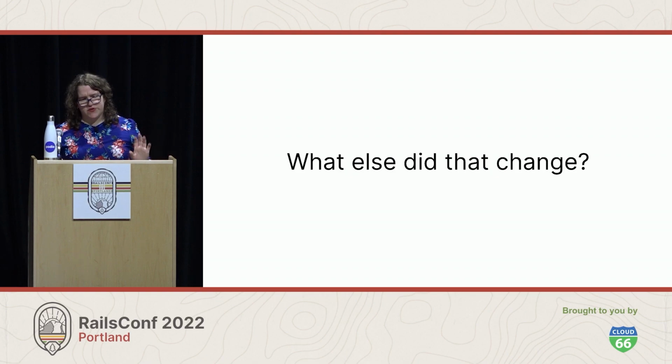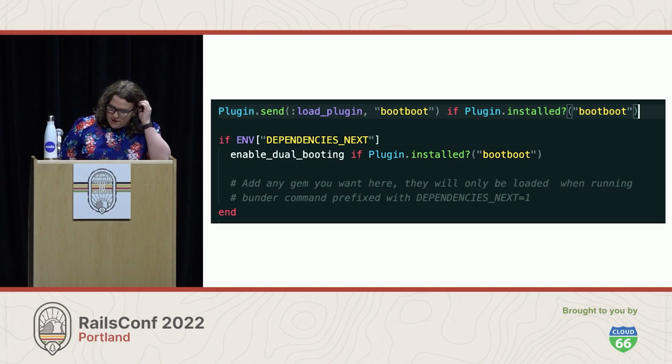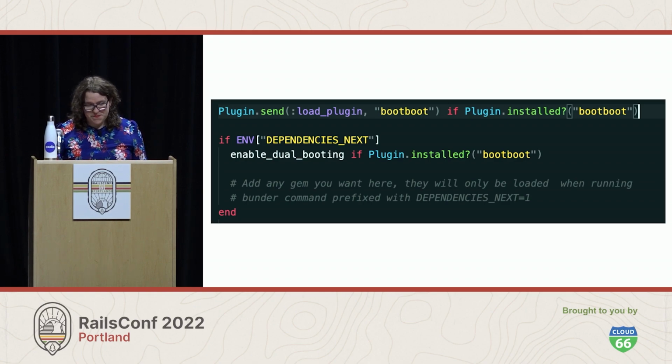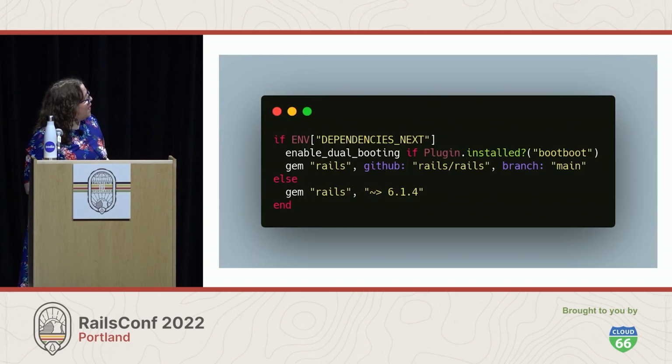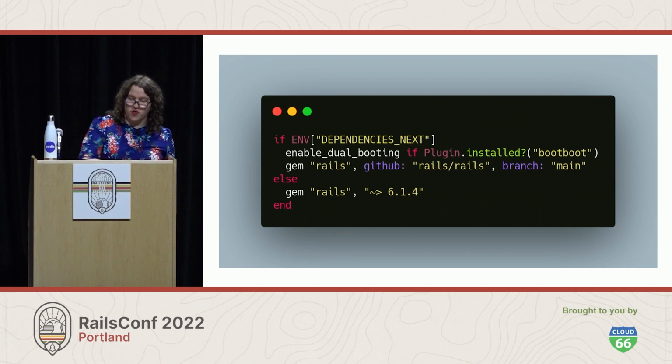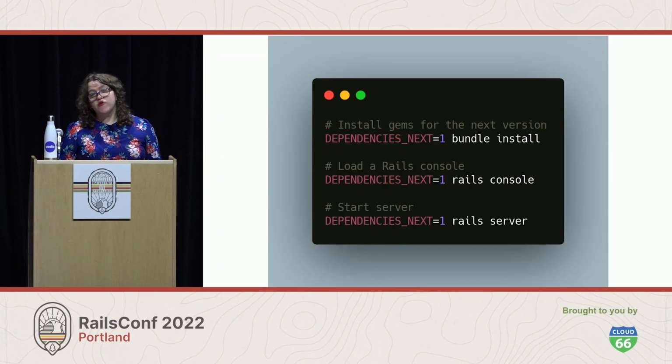What else did that change, though? In the Gemfile, it added this handy-dandy code here to load the bootboot plugin, and then enable dual booting if the environment variable DEPENDENCIES_NEXT was present. Okay, so let's plug in our new versions. Hey, all right, we're gonna try and go for GitHub on main. We've got Rails 6.1 running by default in the else branch, and then we're running against main from GitHub when DEPENDENCIES_NEXT is present. When you use bootboot, you should prefix commands with DEPENDENCIES_NEXT.